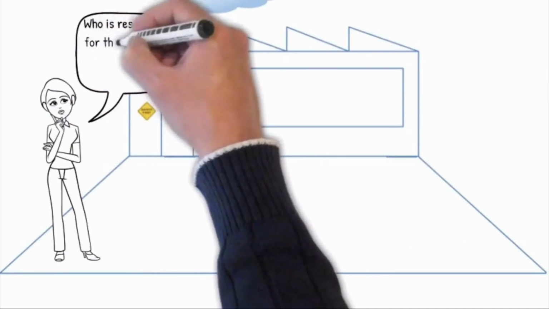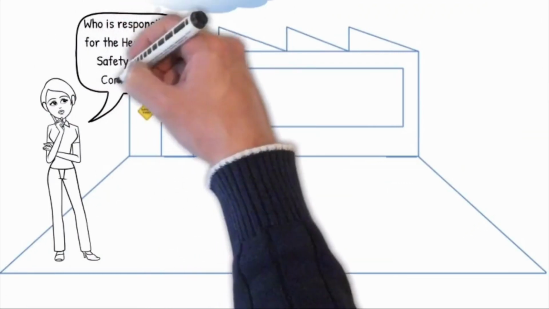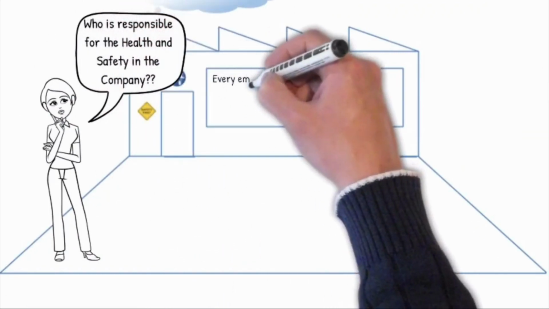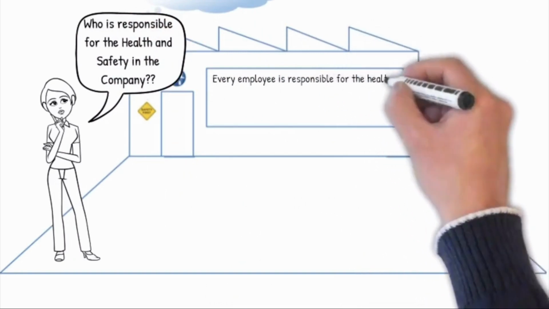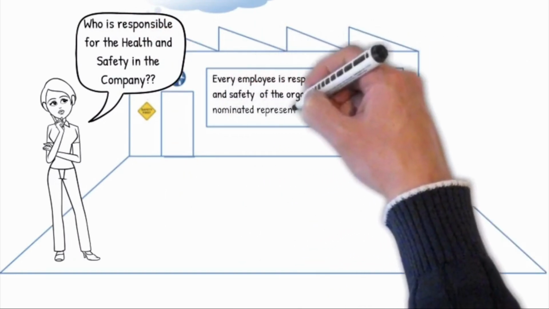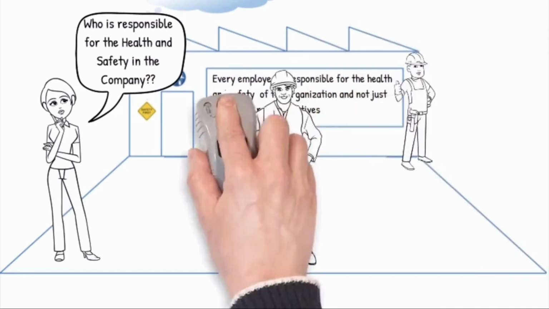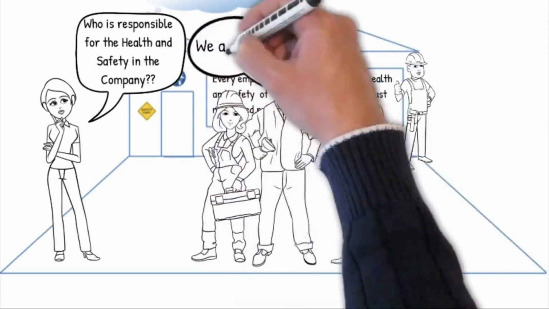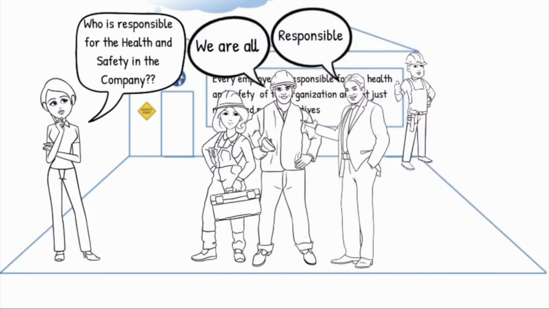Who is responsible for the health and safety in the company? Every employee is responsible for the health and safety of the organization and not just nominated representatives. Yes, we are all responsible.